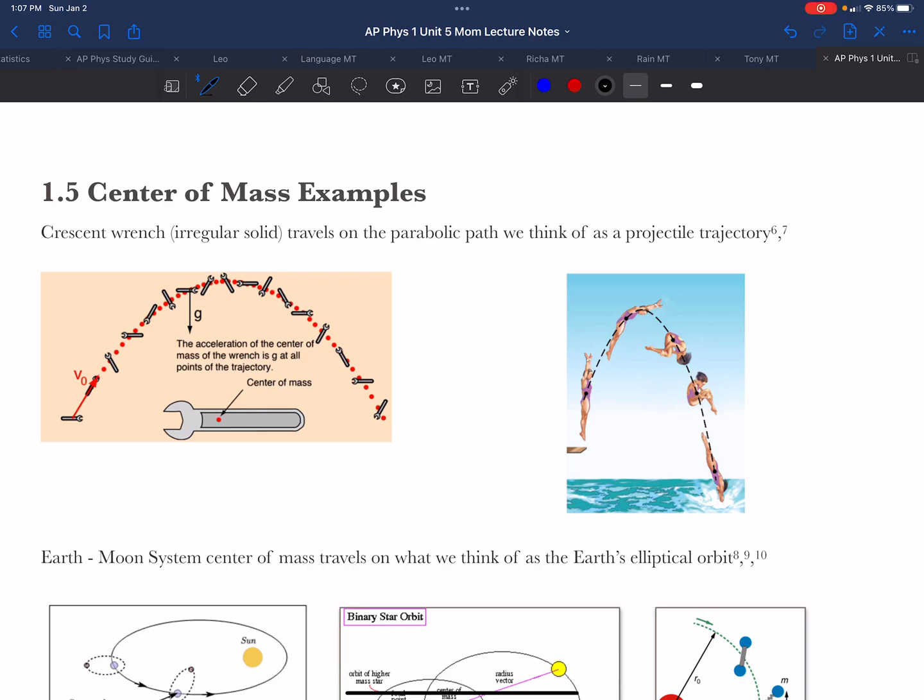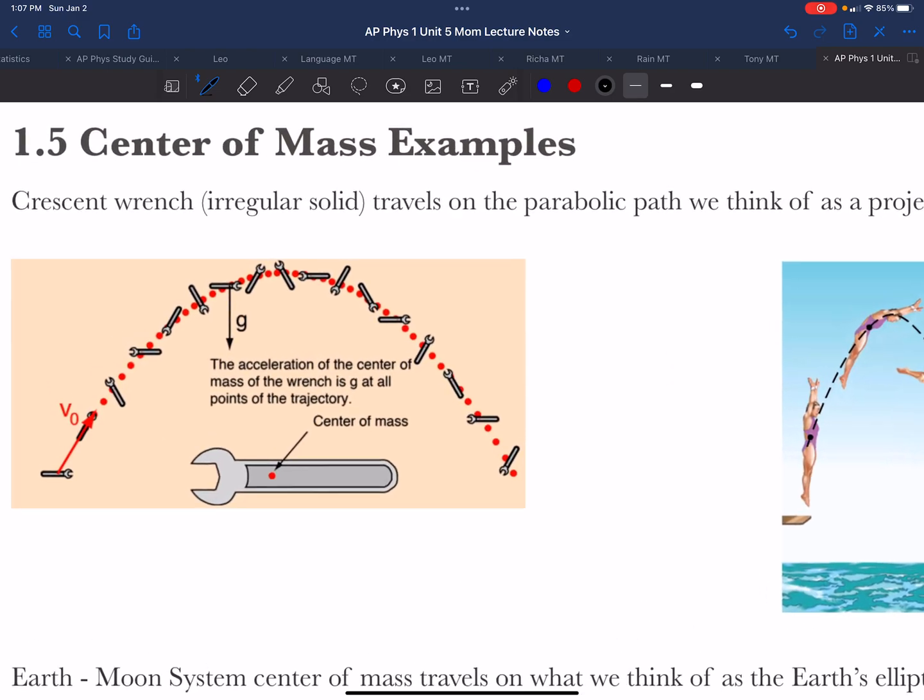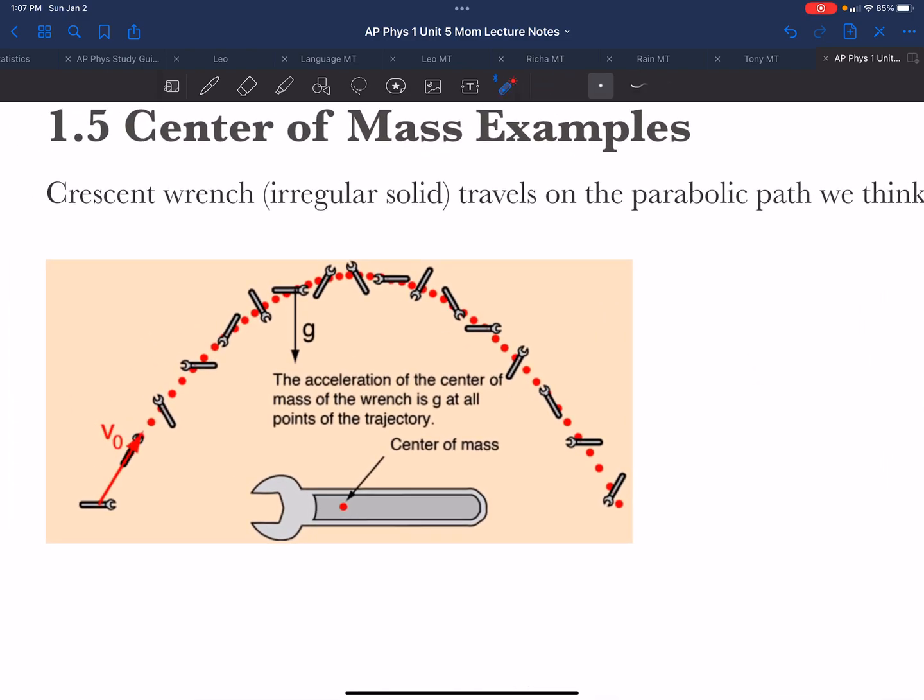On to our center of mass examples. So let's take our first one here. We have a crescent wrench. Now this crescent wrench is an irregular solid, we would call it. It has 3 dimensions to it, and we might sense that this end is heavier than this end, so that the center of mass might be closer to this end, and so forth.